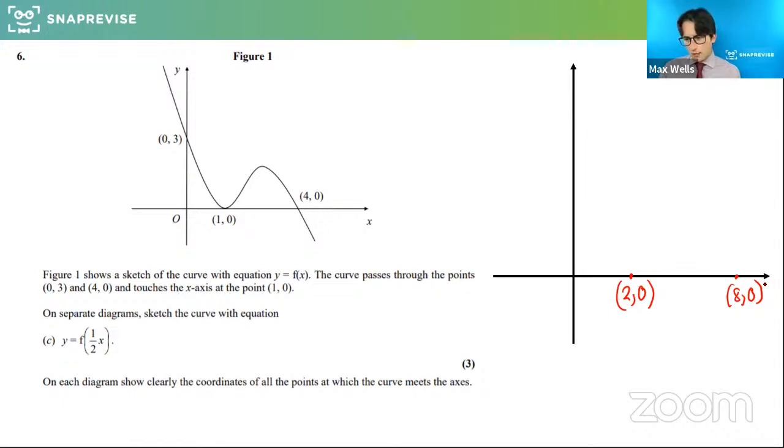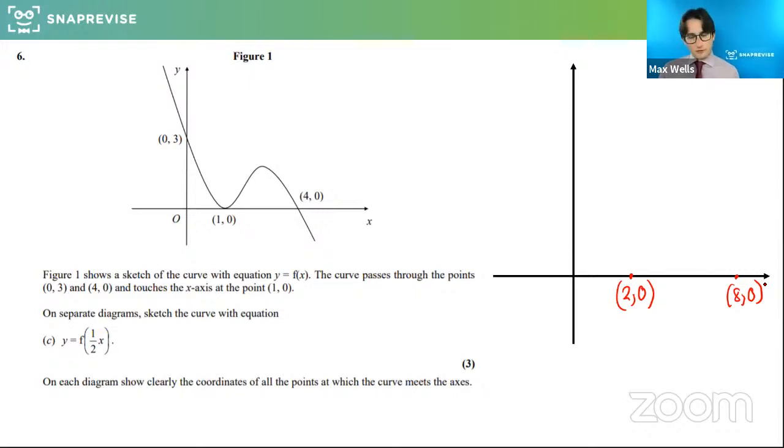So what will happen to the y-intercept, the 0, 3 point? I think someone has already suggested this. Looks like Thomas has already suggested what happens to that. That will stay the same because 0 being multiplied by 2 or anything happening to 0, that's still going to stay as 0.